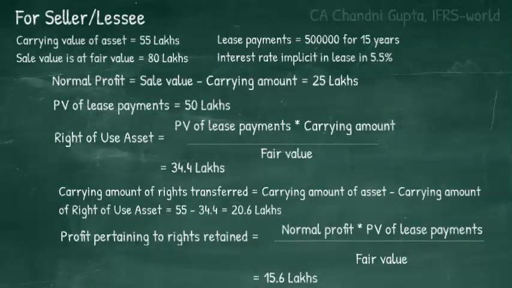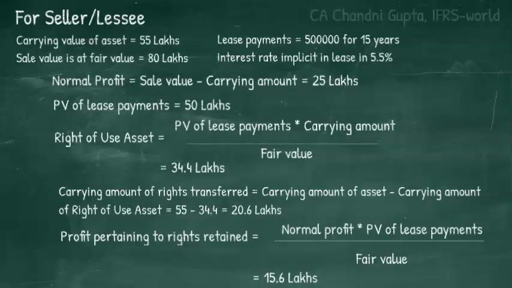We are going to recognize profit proportionate to the rights that are actually transferred. And we are going to recognize the liability as usual at the present value of lease payments, and we will also recognize the right of use asset representing A's rights to use the asset for a particular period of time, which is called the lease term. So if you see in this case, the normal profit on day 0 at the time of sale transfer is 25 lakh rupees, which is the difference between the carrying amount and the sale value.